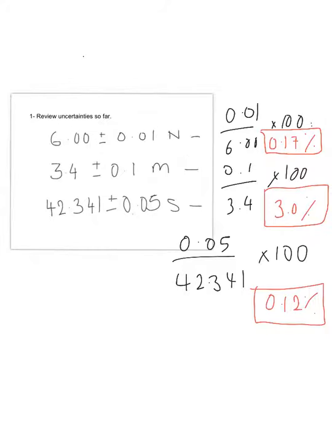Okay, here are your solutions, if you can check them. We have 0.1 over 6 for this force, which should give you a percentage uncertainty of 0.17. The next one, which is a distance, 3.4 plus or minus 0.1, should give you a percentage uncertainty of 3. And then 42.341 plus or minus 0.05 seconds this time should give you an uncertainty of 0.12%. Okay, so if you've got this, you're ready to move on.